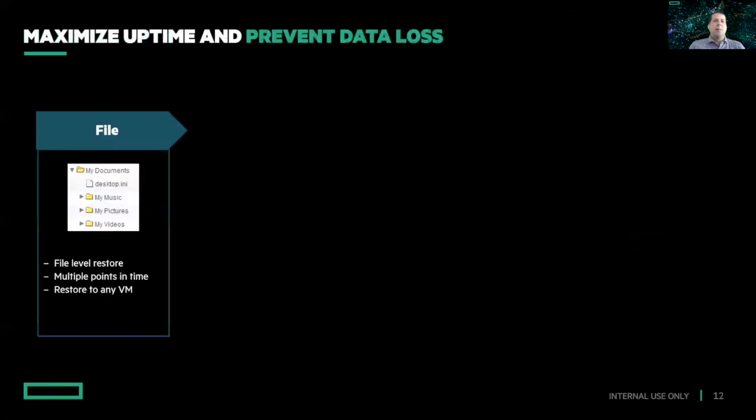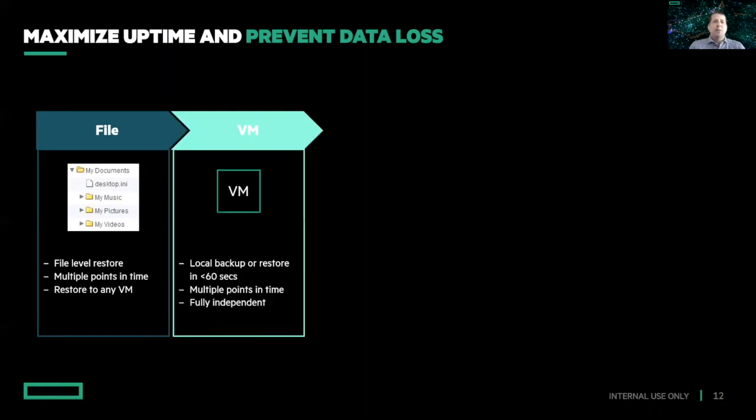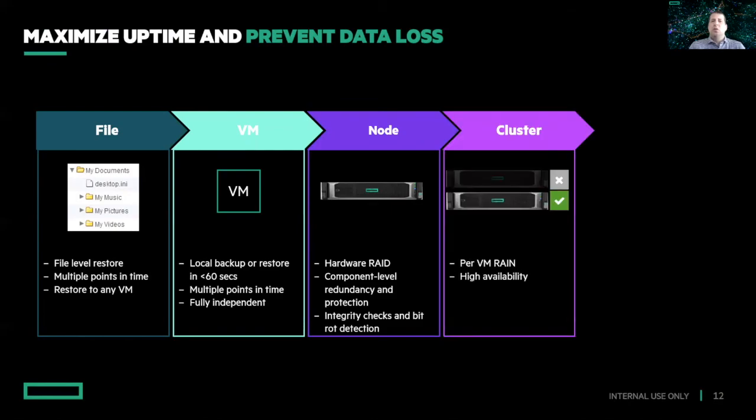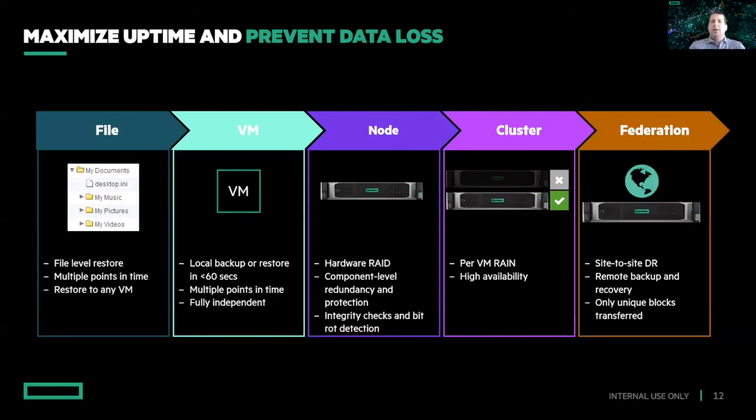We maximize uptime and prevent data loss. We can do file level restores, multiple points in time, restore to any VM. At the VM level, we can back up and restore a 1 terabyte VM in under 60 seconds. At the node level, we have hardware RAID and redundancy protection. At the cluster level, we have RAIN protection and high availability. And at the federation level, we have site-to-site DR, remote backup and recovery, and only the unique blocks are transferred. So if you have slow links between sites, you're not constantly moving that data.